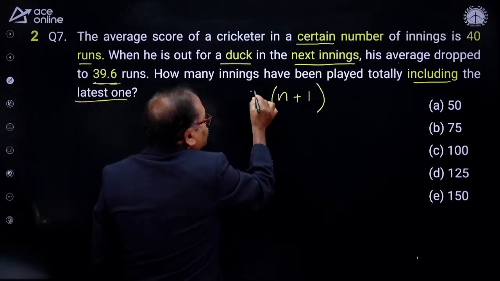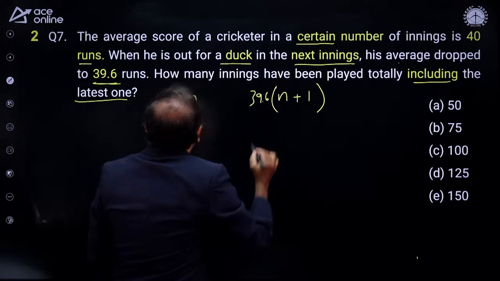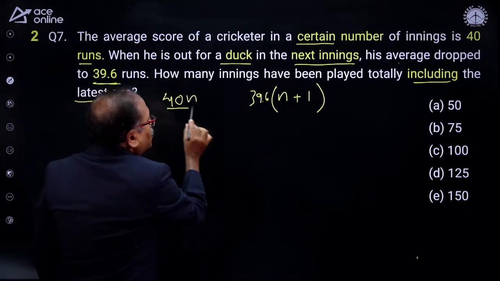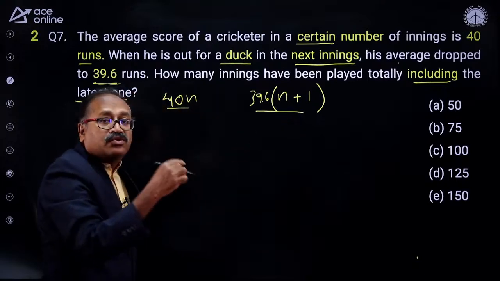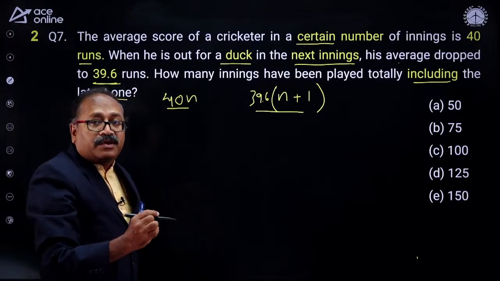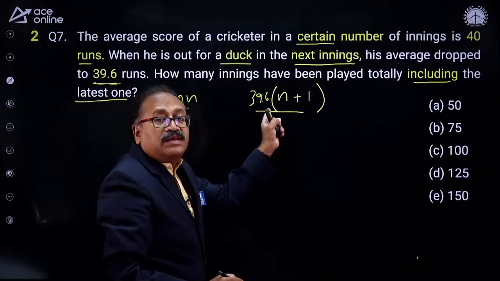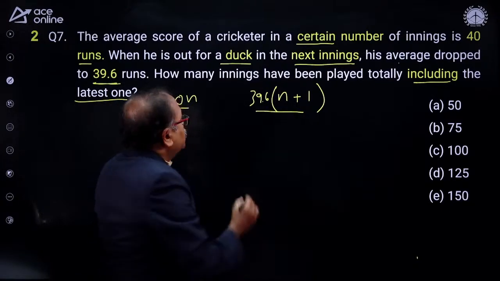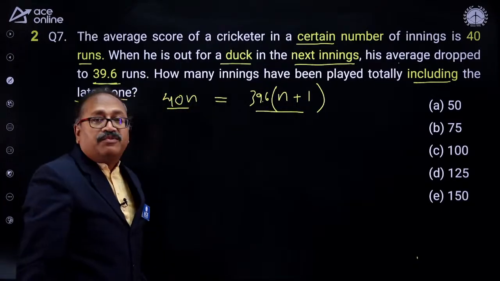So here it is 39.6. And these two totals are the same because he scored nothing in the next innings. So the total in the previous and the total in the present will remain the same. So there is an equation framed over here.